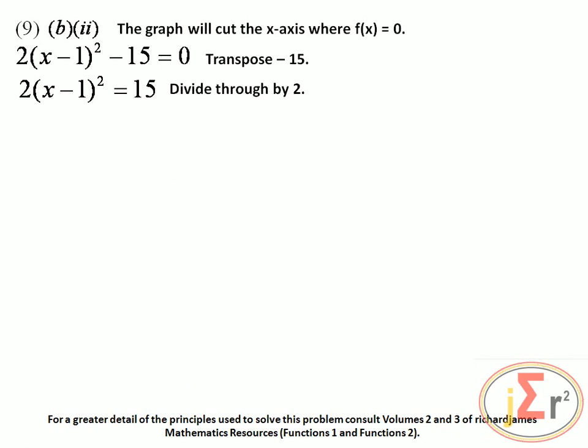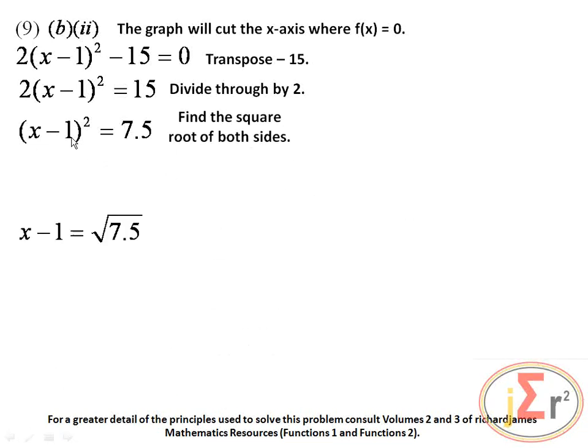Next step, we need to divide through by 2. The 2 is going to be eliminated from this side. We have 15 over 2 on the other side, and 15 divided by 2 is 7.5. Then we need to eliminate the square by finding the square root of both sides. By so doing, the square is going to be eliminated from this side, and we need to find the square root of the other side.